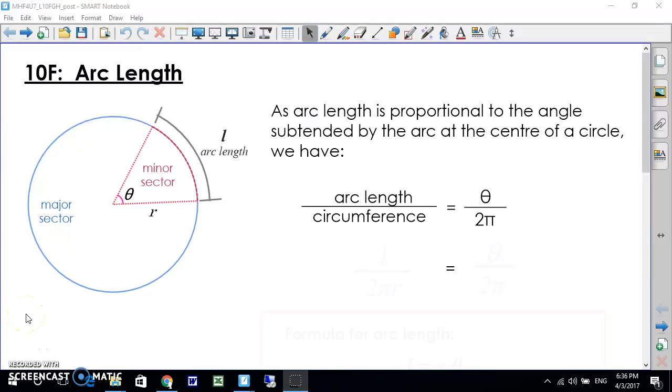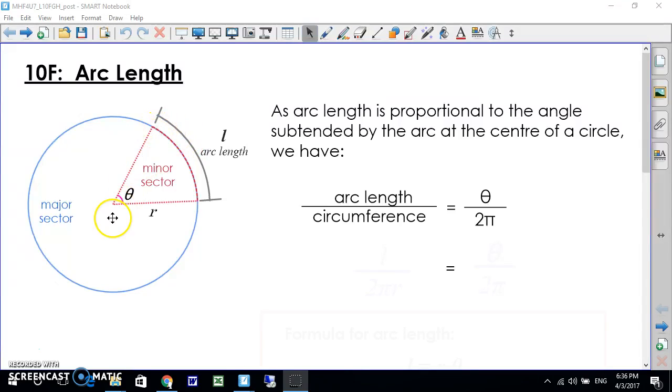Everyone, this lesson we're going to look at sections 10F, G, and H in your textbook. In 10F, we're going to look at how we can calculate arc length based on some attributes in a circle. So in a circle, if you look at this diagram here, we can characterize a circle using its radius.